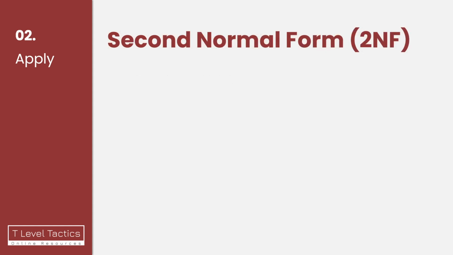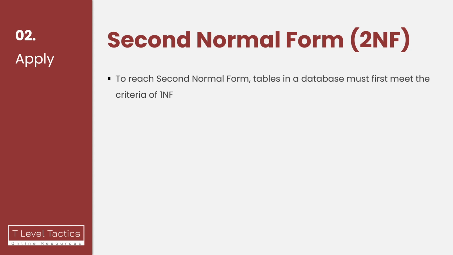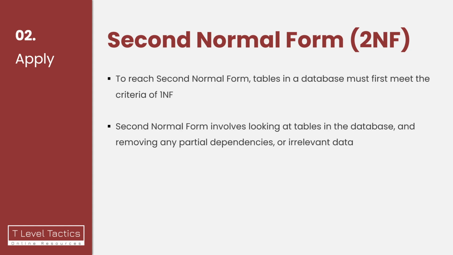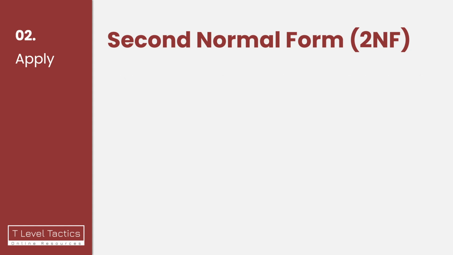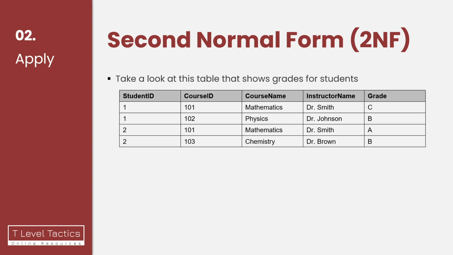To reach second normal form, tables in a database must first meet the criteria of first normal form. Second normal form involves looking at tables in the database and removing any partial dependencies or irrelevant data. Take a look at this table that shows grades for students. We have student ID, course name, instructor name, and the grade.